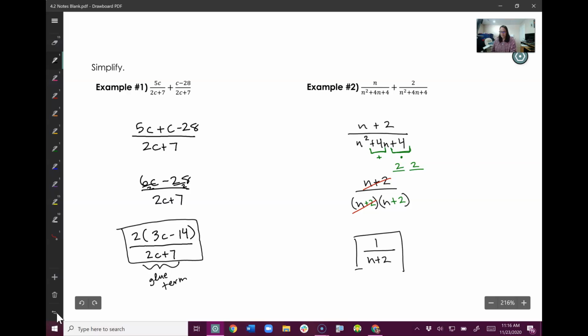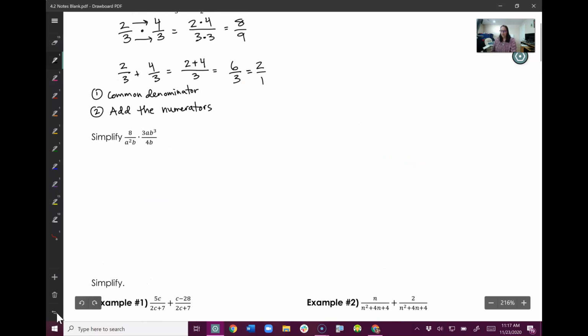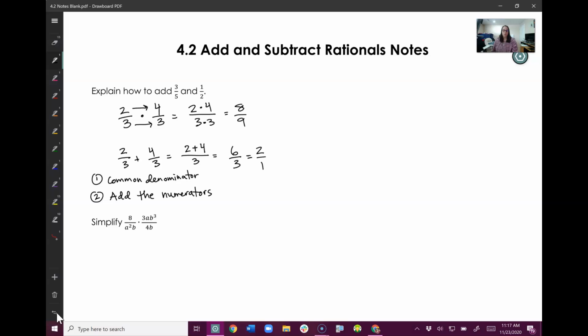So you'll notice in example number 1, we didn't have anything that simplified at the end, but we still have to check because sometimes, like in example number 2, we have those things that cancel. So you always have to simplify it and check to see if things will cancel. So that's how we do adding and subtracting with common denominators. In the next video, we'll talk about adding and subtracting when the denominators are not common.